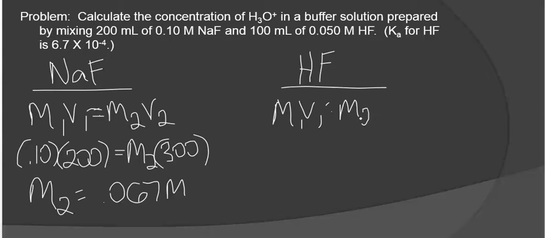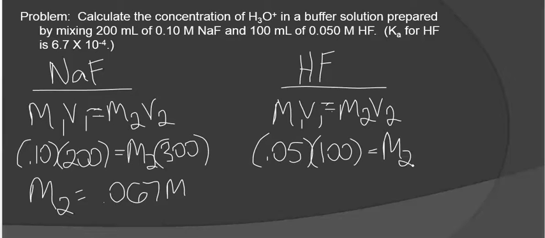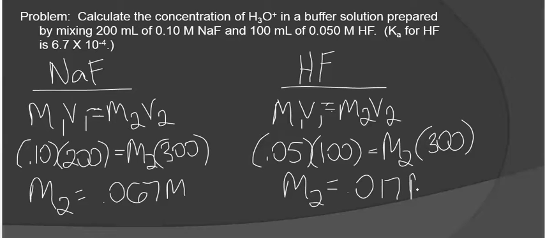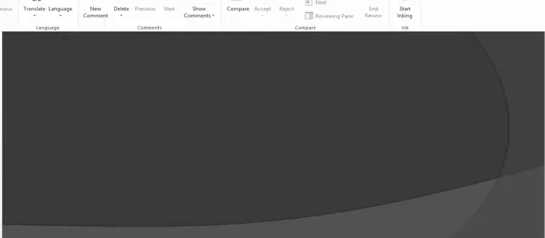M1V1 equals M2V2. Initial concentration is 0.05. Initial volume is 100 mL. Solve for M2. V2, final volume, 300. So the new concentration for the acid is 0.017 molar. Now that I have the concentrations, I can solve for the concentration of H3O+ in this buffer solution.